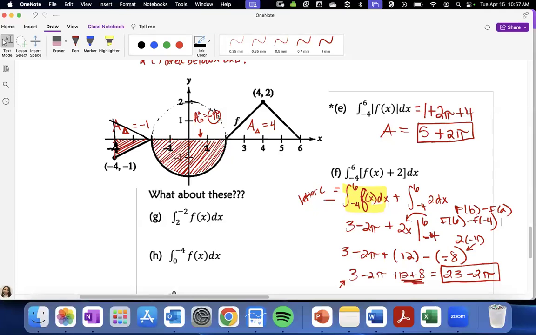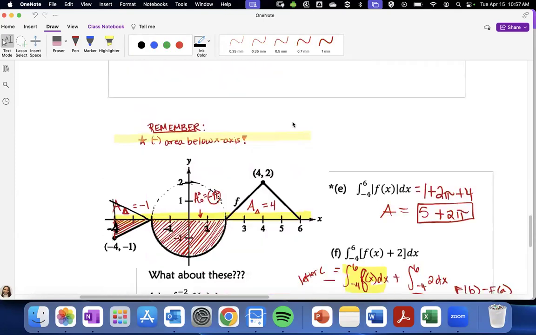Yes. How come you don't have the rest of the 3 minus 2 pi? Is it because you only have the 3 minus 2 pi, and then you keep that the same? The 3 minus 2 pi was from negative 4 to 6. We found that out in letter C.